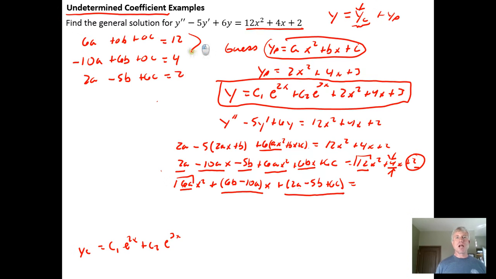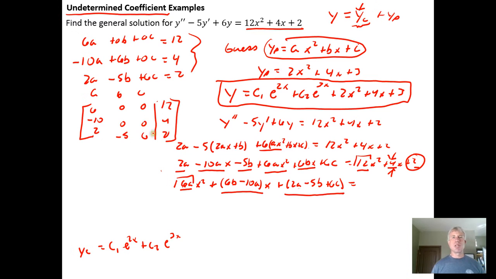So from your linear algebra background, if you wanted to, you could make this into a matrix, right? We could do 6, negative 10, 2. We could do 0, 0, negative 5, 0, 0, 6, augmented with the constant vector 12, 4, 2. And we could solve for A, B, and C because we have A, B, C columns by putting this matrix into reduced row echelon form from linear algebra.